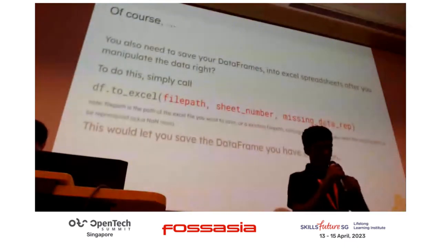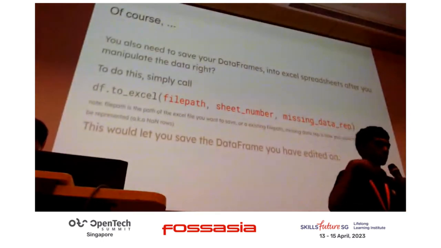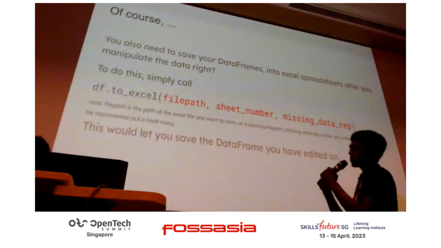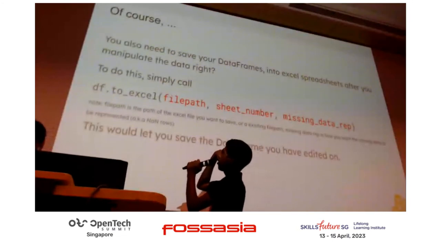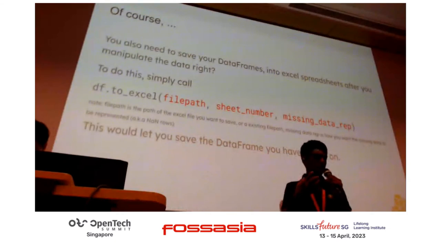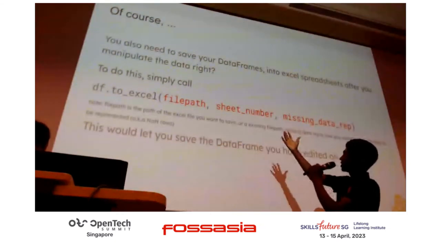Of course, once you've manipulated your data frame, you need to save it in order to export it. So how do we save this? One way, let's say you want to save it back to an Excel file to send to your client, is to call df.to_excel and specify the file path in which you want the file to be saved. Then you can also specify the sheet name.